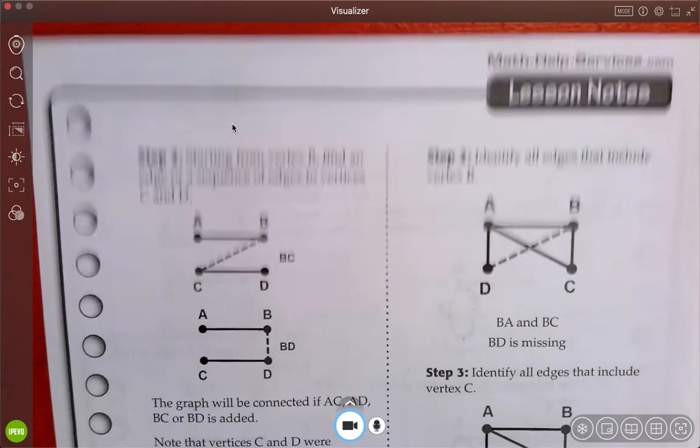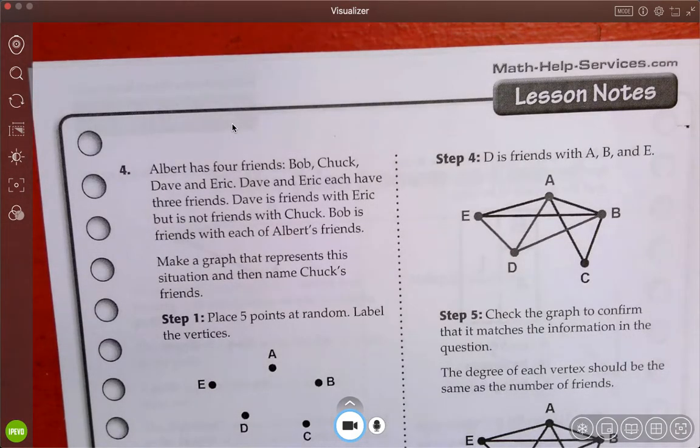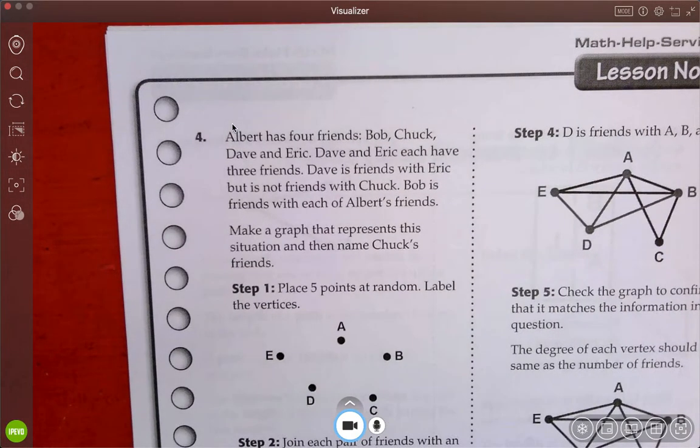Question 4. Albert has 4 friends, rest in peace. Bob, Chuck, Dave, and Eric. This is like the whitest crew I've ever seen in my life. Albert, Bob, Chuck, Dave, and Eric. Anyways, I think it's funny.